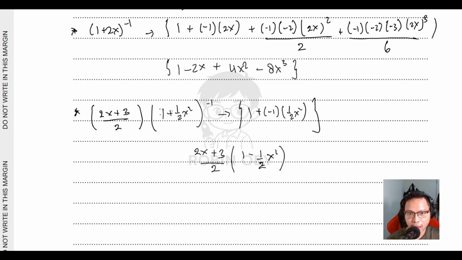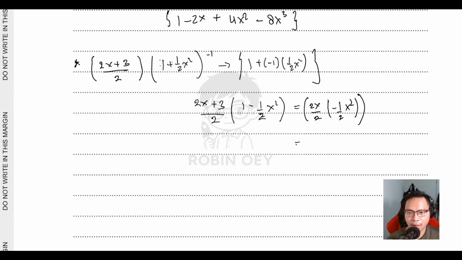Now we only need the x cube. Yes, find the coefficient of x cube. So if we open this, I'll just take the term x cube, which is 2x over 2 times negative half x squared. Yeah, so I'll just focus on that. The rest, 2x plus 3 over 2 times 1, will not give you the x cube. Then I will get negative half x cube.